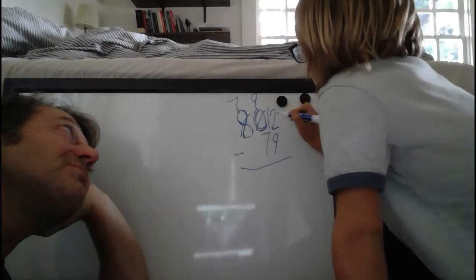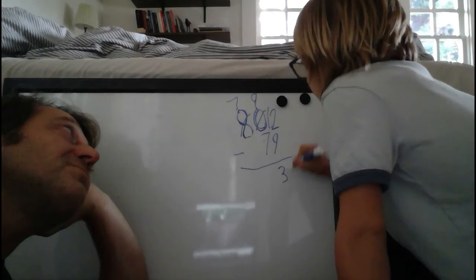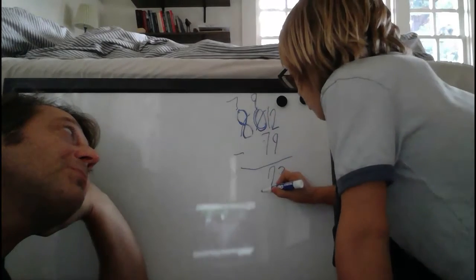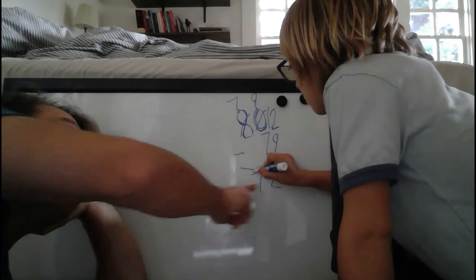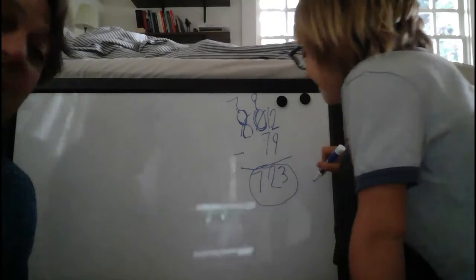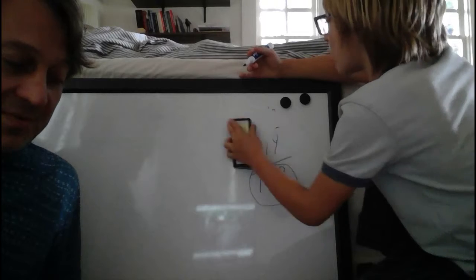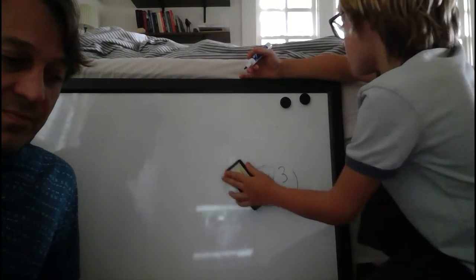So now this becomes 12. 12 minus 9, 3. 9 minus 7, 2. 7 minus 0. That does not look like a 2, but okay. 723. Boom! Nice. So I hope this helped you learn subtraction.